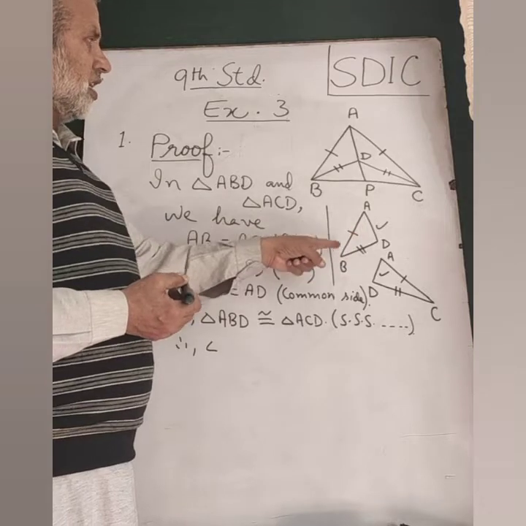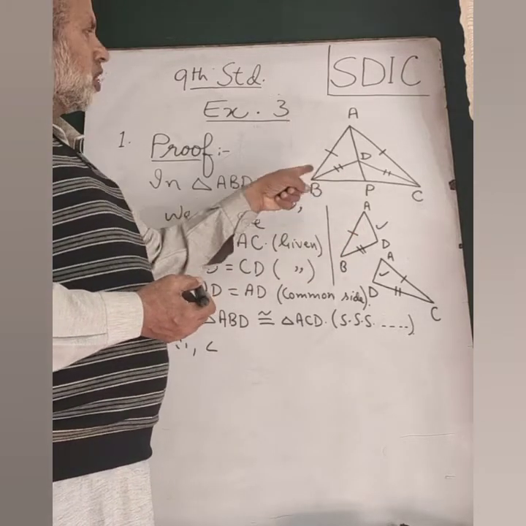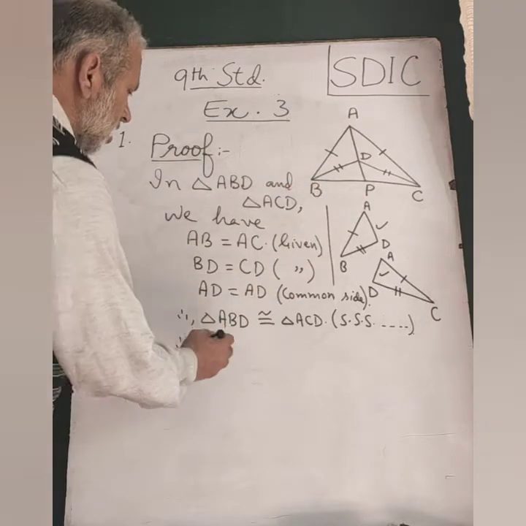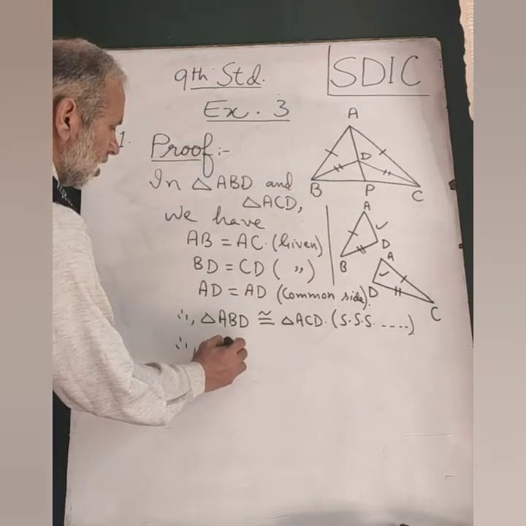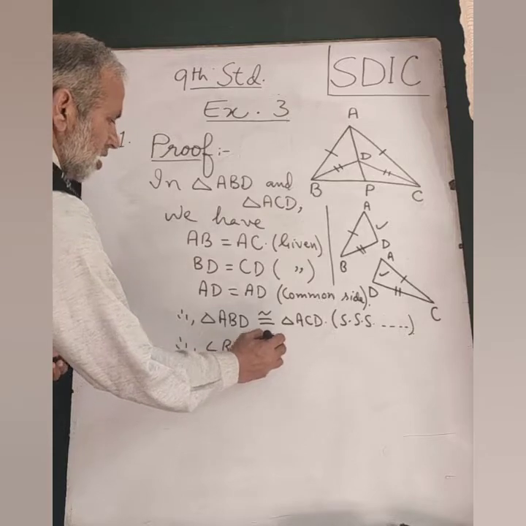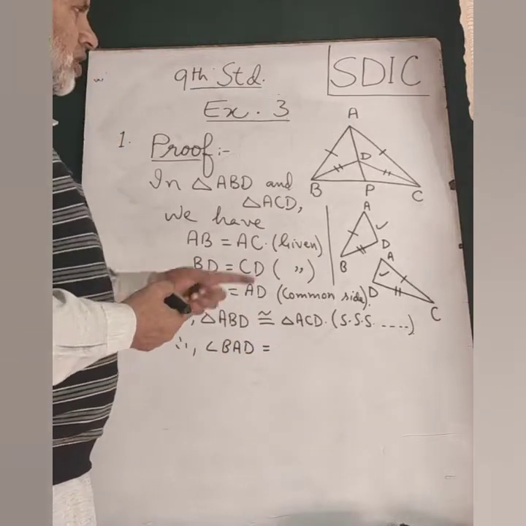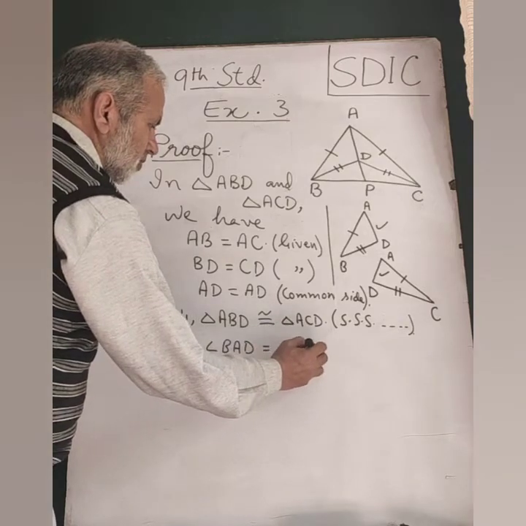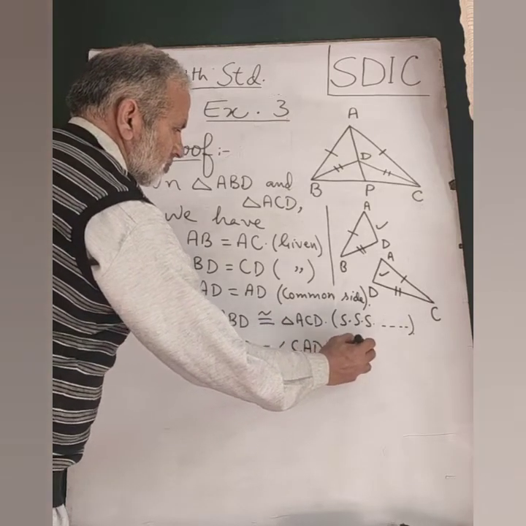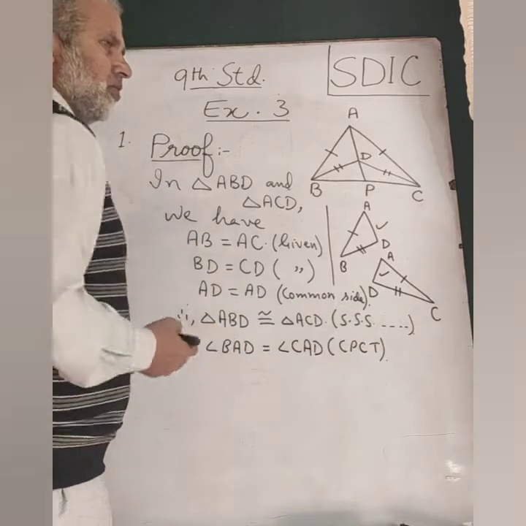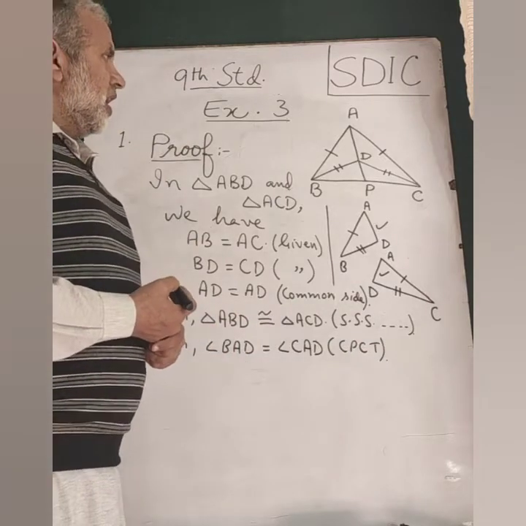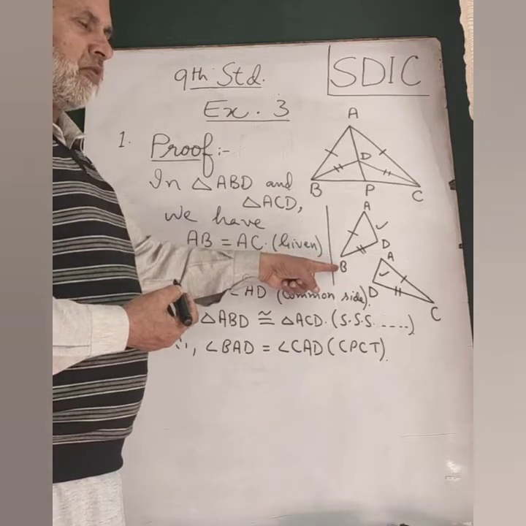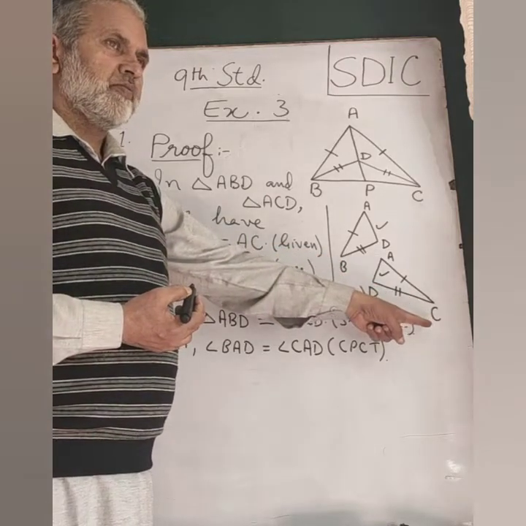Therefore, the name is angle BAD. We can also call it BAP, AD is extended to P. Therefore, angle BAD is equal to angle CAD, CPCT. This is the first CPCT result. Another angle at B vertex will be equal to angle at C vertex.